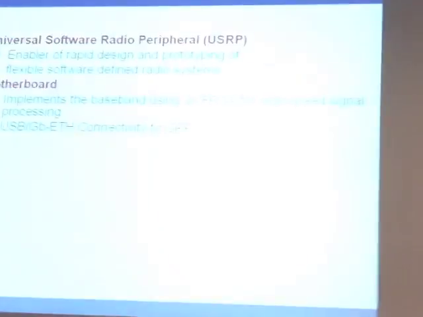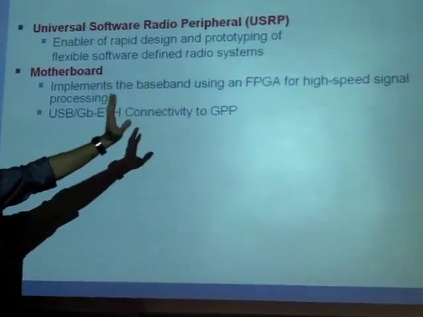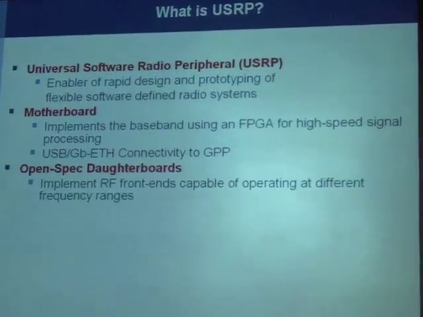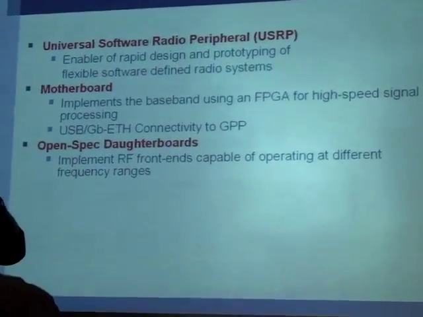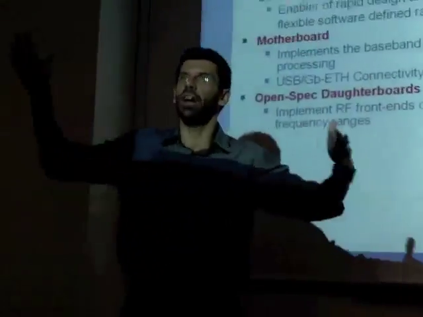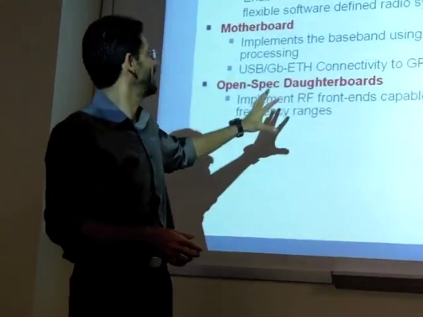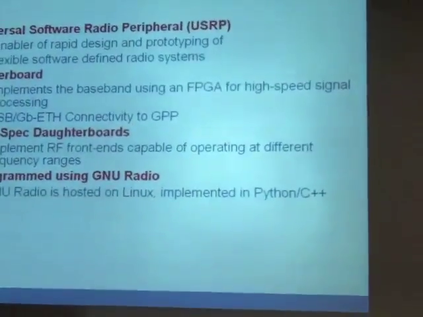Practically, this is a way to enable rapid design prototyping of a flexible software framework. What it means is that this has a motherboard, which has an FPGA. I told you that it's a good way to do fast processing. It has, therefore, high-speed signal processing. And then we can connect it to general processor devices. And of course, we have some open-spec daughter boards, which have all the other things that we need in order to have communication. We can connect them to a general processor to do everything which is of low performance, and still we have all the antenna things that we require to make communications, right? You will see them in a while. And of course, in order to program them in the software-defined radio manner, we use GNU Radio.